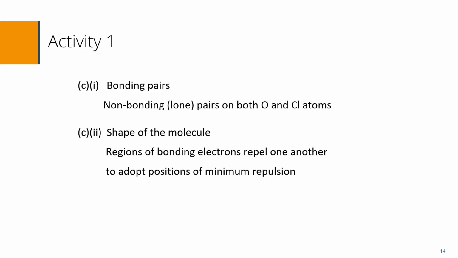Don't talk about bonding pairs or anything like that, because sometimes the region of bonding electrons might well be 4 electrons. Indeed, in one of the dot and cross diagrams you can draw for the molecule in this question, you can in fact have 4 electrons being shared between 2 of the atoms. So it's best simply just to say regions of bonding electrons repel one another to adopt positions of minimum repulsion.